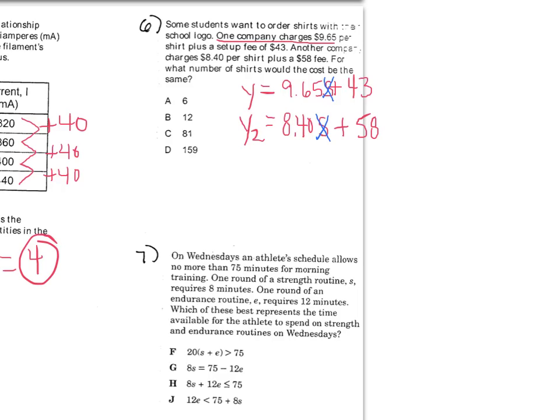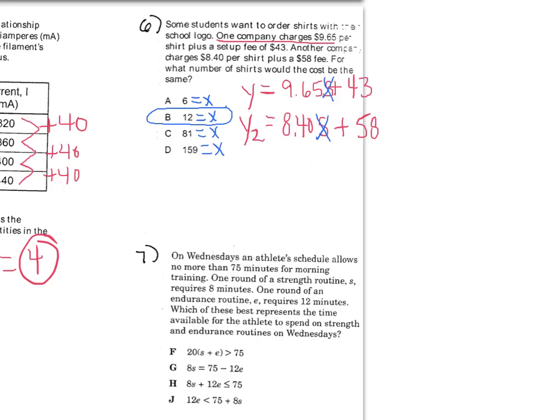But if you go to your table, each one of these values is a possible X value that could be a point of intersection. So if you look at your table and you look at these values for X, you will see that X being 12 gives the same Y value in both of these equations. So your answer is going to be B when the number of shirts is 12.